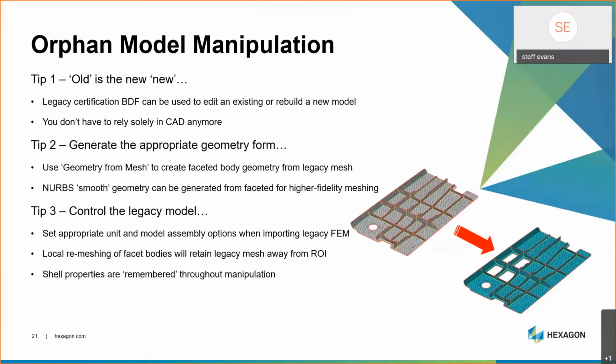So you need to set the appropriate unit and assembly options when you import a model, and then we can look at local remeshing of that geometry or those facet bodies, and it will retain the legacy mesh away from the region of interest. And something useful to bear in mind is that the shell properties are remembered through the manipulation. Okay, tip number 4, you're good to go. Any geometry generated from legacy mesh can be exported to CAD.